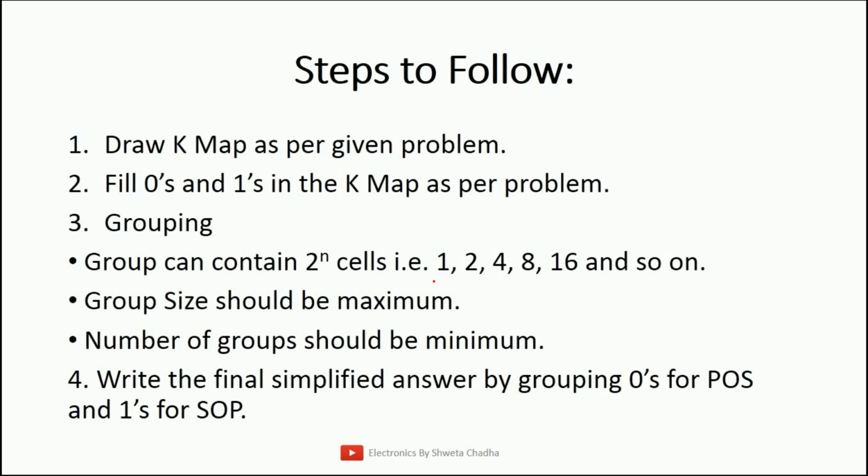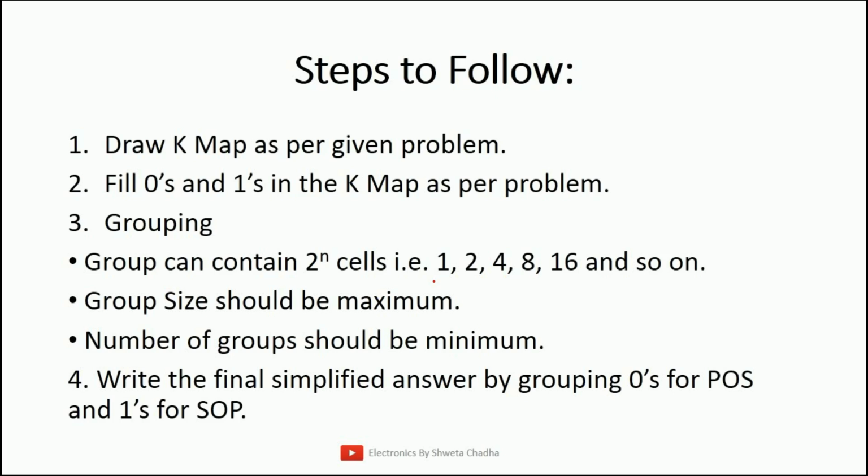If the problem belongs to SOP, sum of product, then we have to fill respective ones in the K-map. On the other hand, if the problem is based on POS, product of sum, then we are supposed to fill zeros in the empty K-map. Step number 3 is, once we have filled the whole K-map with the respective zeros and ones, then we have to go for the grouping.